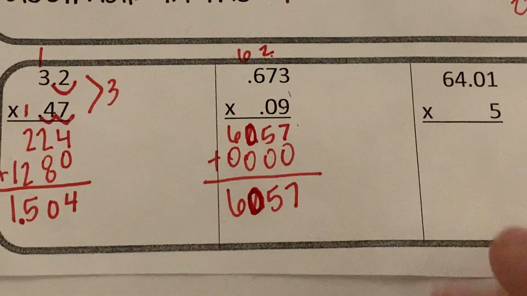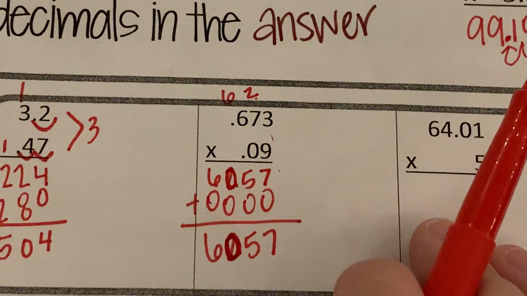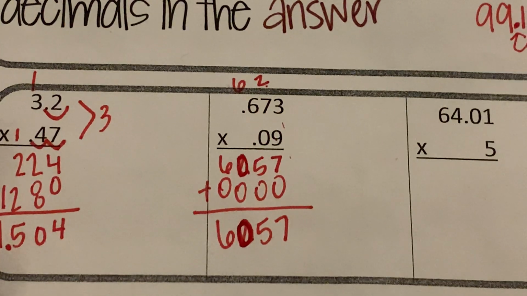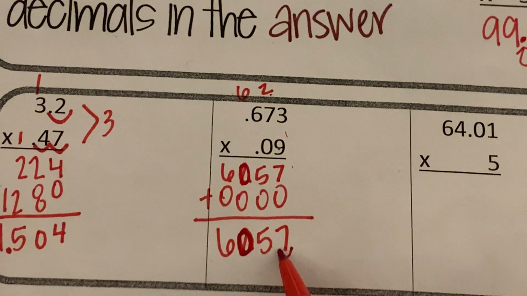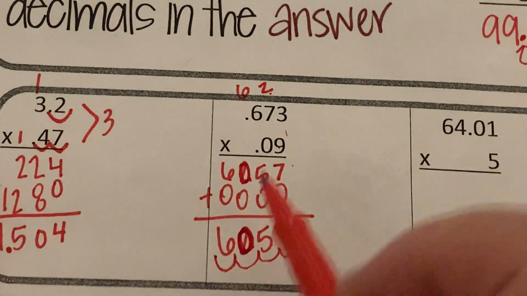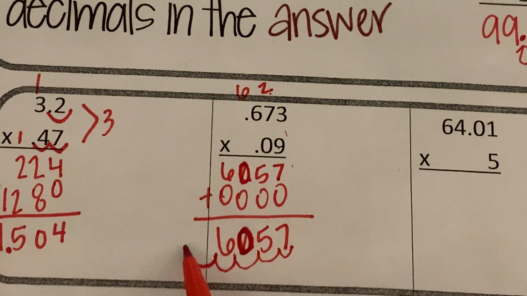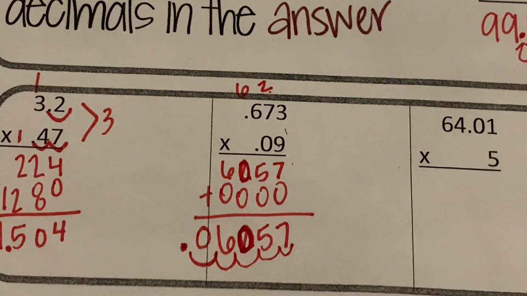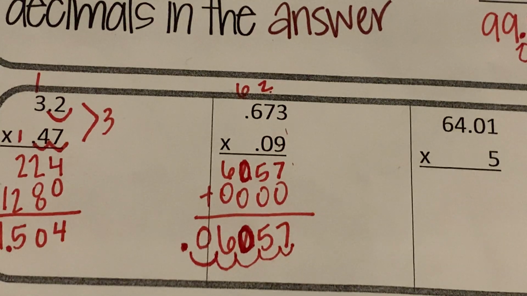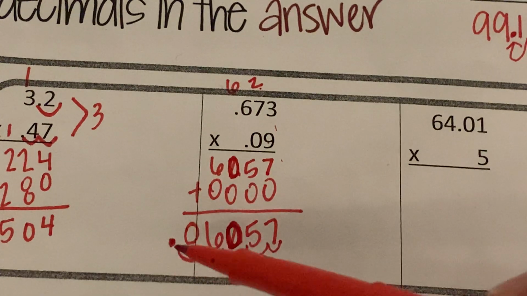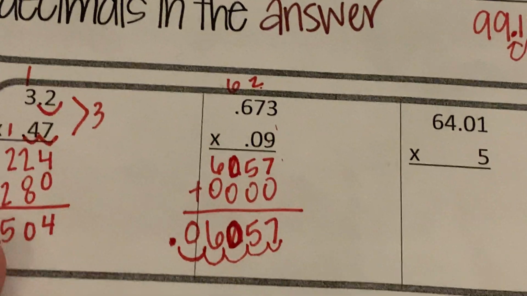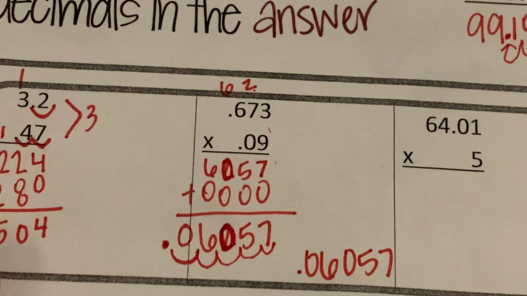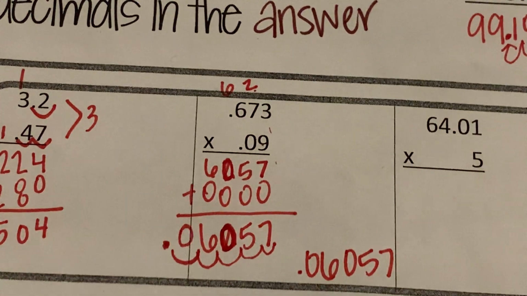Okay, so when I go to put my decimal, how many numbers came after the decimal in the original problem? 5. So I need 5 after the decimal in my answer. Well, how many do I have? 4. So when I go back, 1, 2, 3, 4. Where do I add my 0? In the beginning, because I'm counting from the back. Since I start counting from the back, I have to add my 0 in the beginning. So our answer is decimal 06057. Good catch on that one, guys.